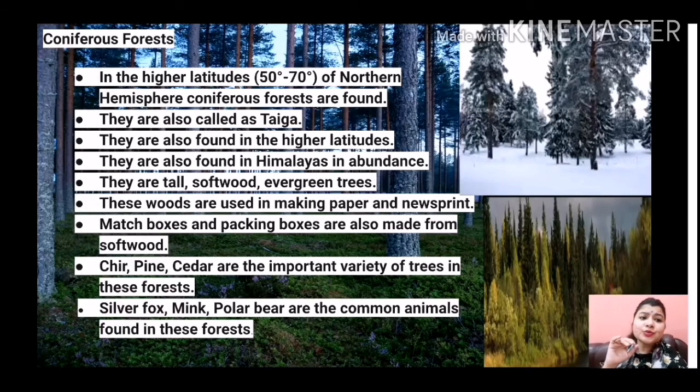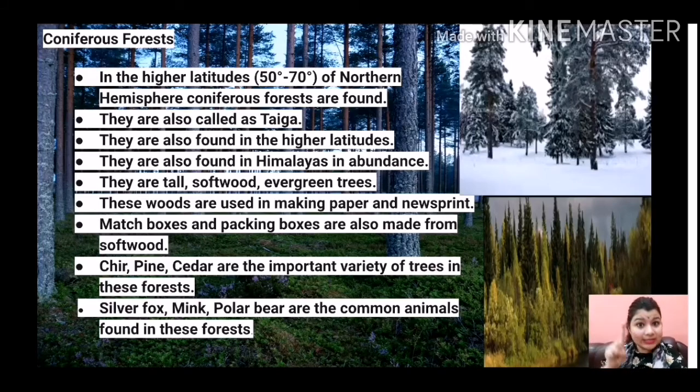You can see, students, the picture of coniferous forest, how I have shown here. They have a warmer summer and a colder, snowy winter. Now for coniferous forest, you have to remember, higher latitude area, 50 degrees and 70 degrees northern hemisphere. In that particular region you will find coniferous forest.